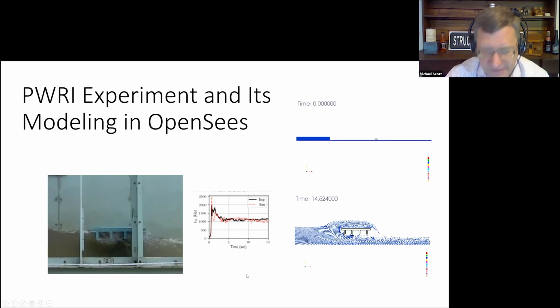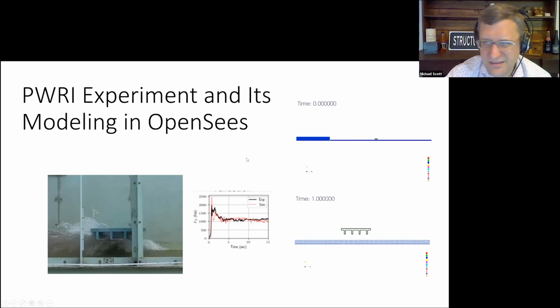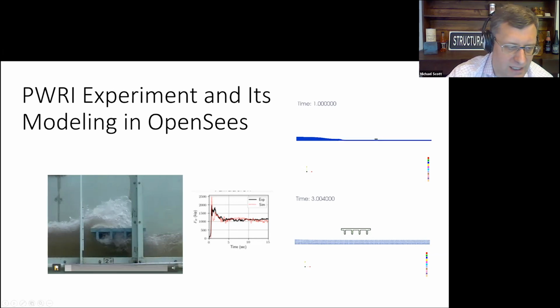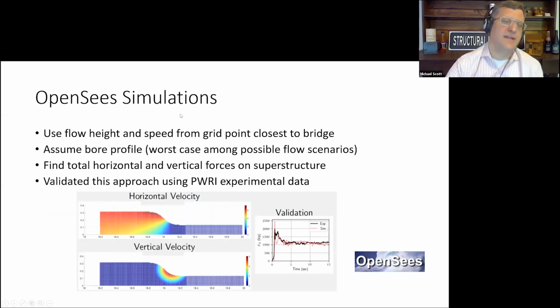And these were all in 2D, right? So it's fairly efficient. It takes a couple hours to do each run, but I'm trying to click out of this. Hold on. There we go.